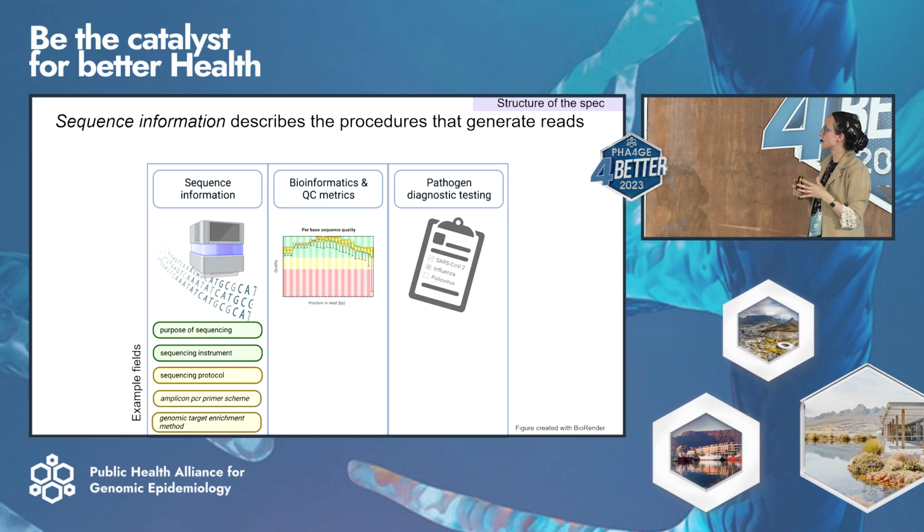For sequence information, this is describing the procedures that generate reads, and here we felt it was very important to incorporate not just terms for amplicon-based sequencing, like what was used for SARS-CoV-2, but also metagenomic-based sequencing. So if you look at those 2 terms that are in italics, those are terms that are relevant for one or the other. So amplicon PCR primer scheme, relevant for amplicon-based sequencing. Genomic enrichment methods are relevant for metagenomic-based sequencing. And so in addition to including these terms in order to make this spec pathogen agnostic, we are also going to narrow down this spec and provide different templates of how you should use this spec for different pathogens or for different sequencing approaches.